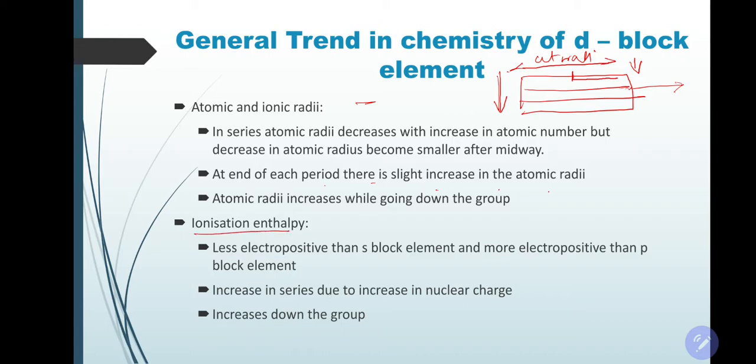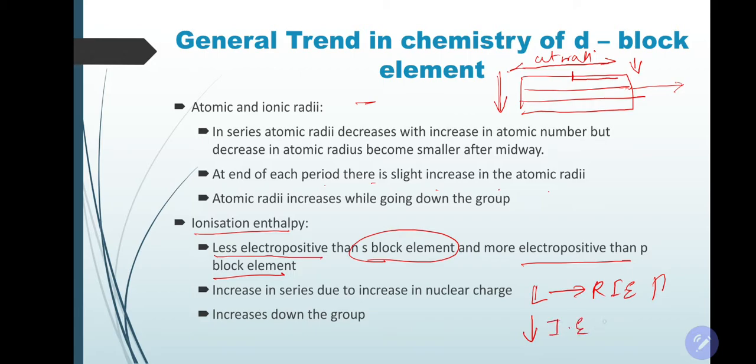Now talking about ionization enthalpy. What is ionization enthalpy? It is the tendency to remove an electron from its outermost orbit. D block elements are less electropositive than s block elements, but more electropositive than p block elements. Their ionization enthalpy will increase as you go from left to right along the series, and as you go down the group, their ionization energy will decrease.